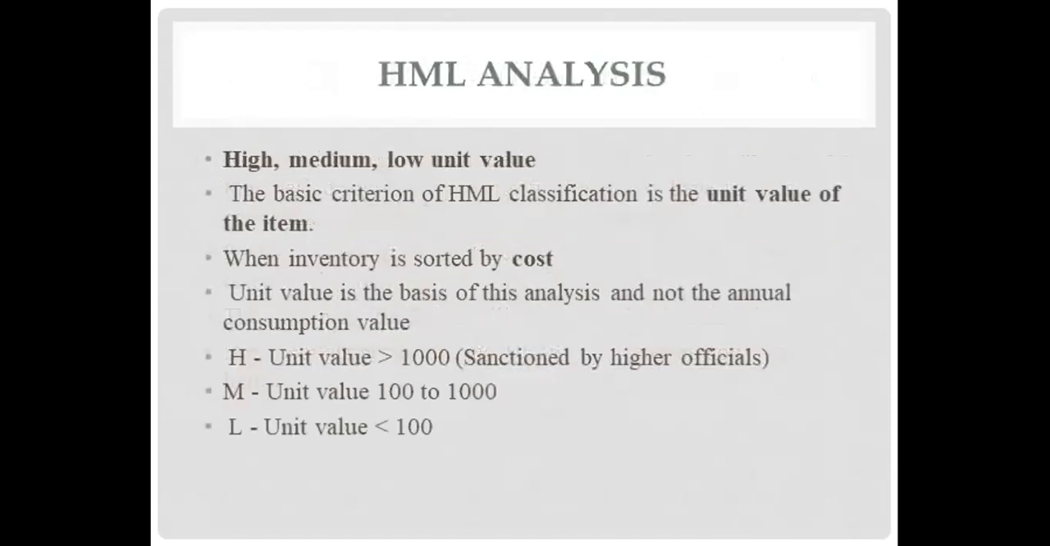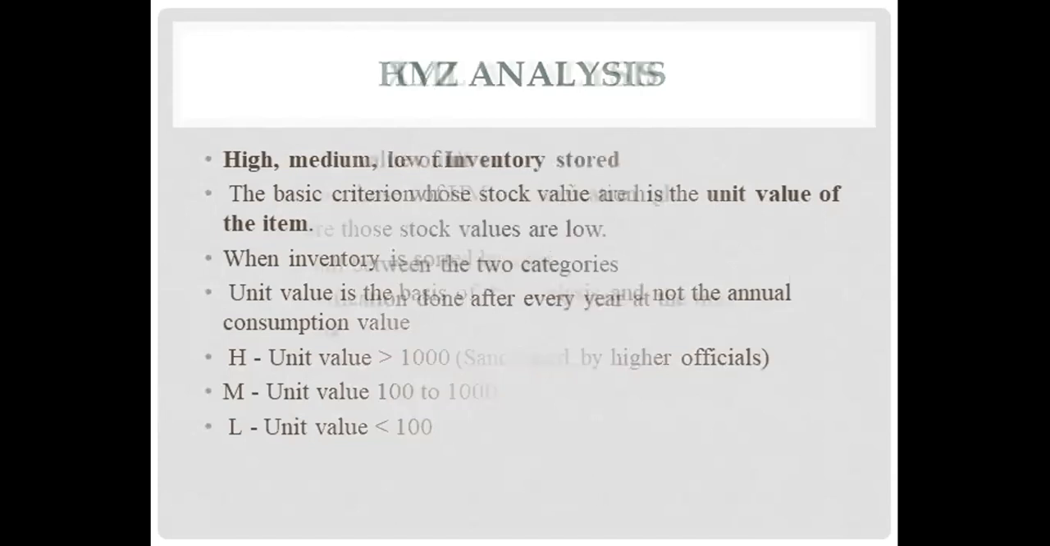HML analysis is high, medium, or low unit value. It is based on the unit value of items when inventory is sorted by cost. Unit value is the basis of this analysis and not the annual consumption value, whereas ABC analysis is based on annual consumption value. If the unit value is more than 1000 rupees, it is known as high unit value. If it is between 100 and 1000, then it is moderate unit value. And if less than 100, then it is low unit value.